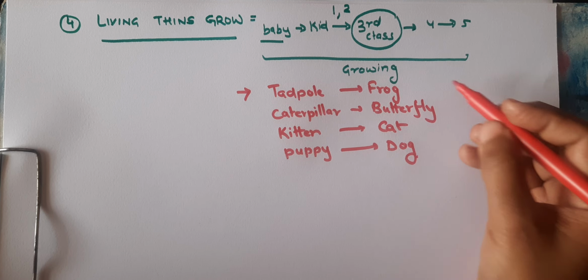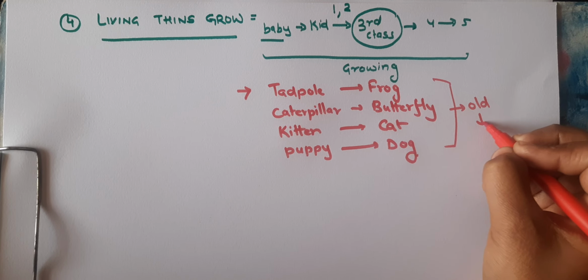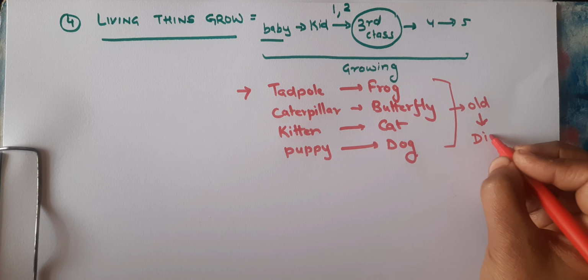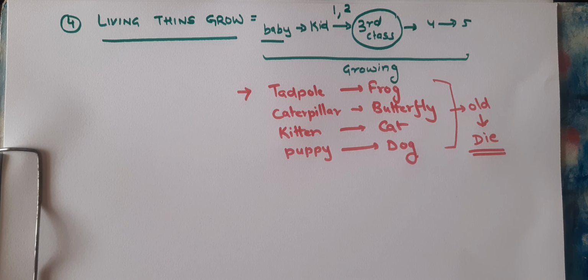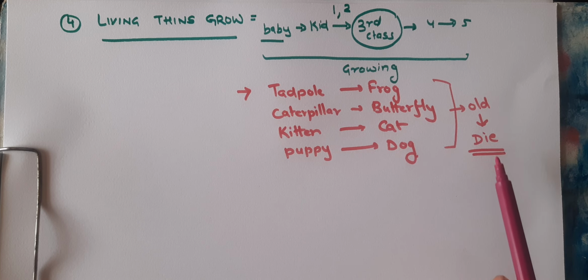And when they become old, after growing to a certain extent, then after some time they will die also. So why will they die? Because their cells reach their saturation, and other things also need space, so they will die. And meanwhile the new babies will be born, then they will also transform into frogs and they will become old and die. So this is a kind of cycle.